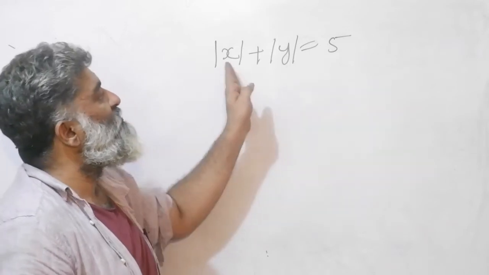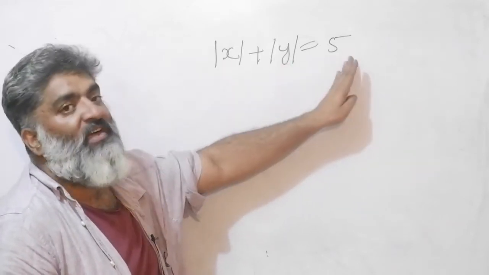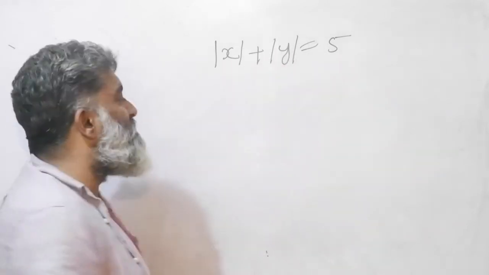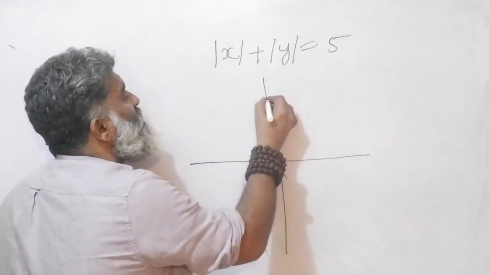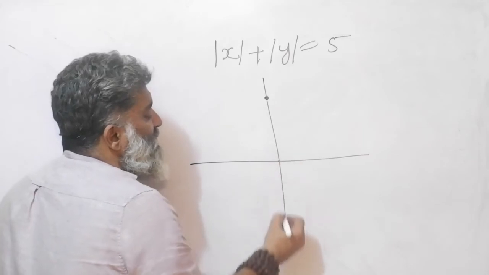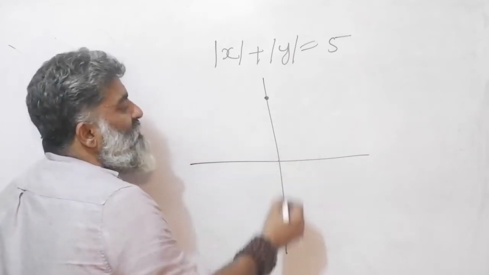When x is equal to 0, mod of y will be 5. So y can be 5 or minus 5. Put it on your Cartesian coordinates. If x is 0, this will be 5. If x is 0, it will be minus 5. So these are the 2 points.